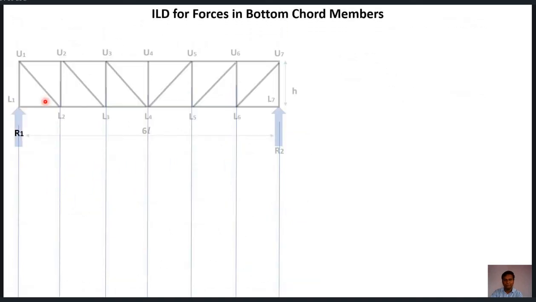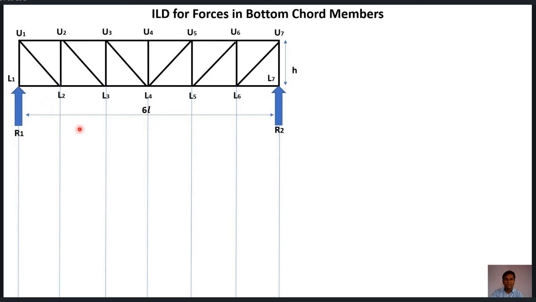Now here again in this given truss, we see L1 L2, L2 L3, L3 L4, L4 L5, L5 L6 and L6 L7. These are the bottom chord members. The same logic which we used for top chord members we have to apply here. Now first, for example, if I take member L1 L2, its opposite joint is U1, meaning the joint subtended by these two members, that is L1 U1 and L2 U1. So here we need to select this joint.